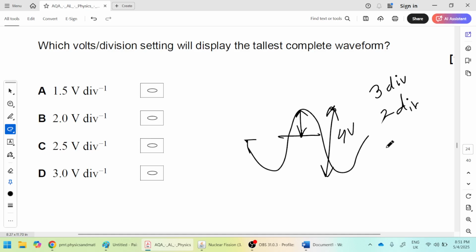If it's 3 volts, it's just going to be a little bit more than 1 square. So if I want more squares here, I think it makes sense to have this one.